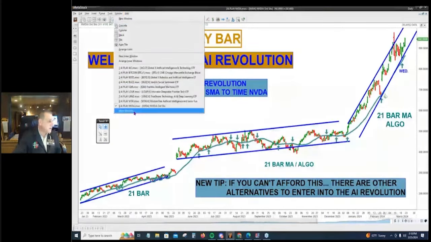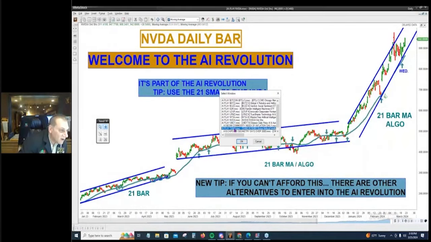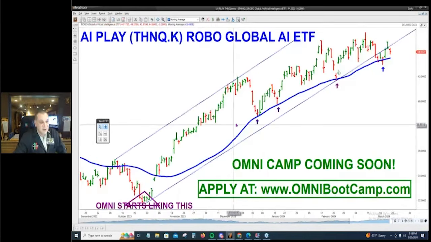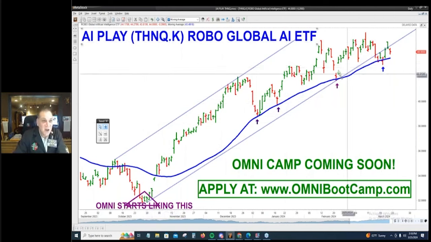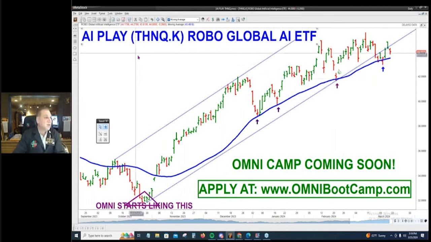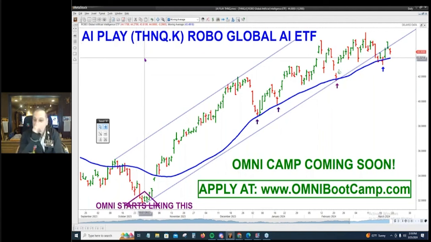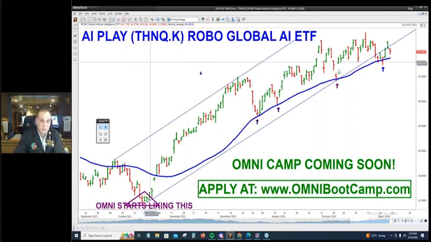Well, we've already seen that. We don't need to see that again. There's another one. Check this bad boy out. The Robo Global AI ETF. I think it's THNQ.K on Metastock. We gave this to you right here at the hand at that little symbol, and so far it's been looking fantastic. Nice rally up, nice pull back to the average, rally back up, trying to get back into the trend channel. So we still want to keep THNQ in our portfolio of AI alternatives. So if you're following me, keep this one as well.